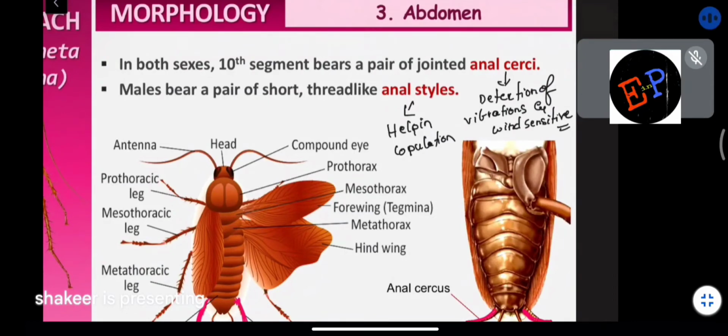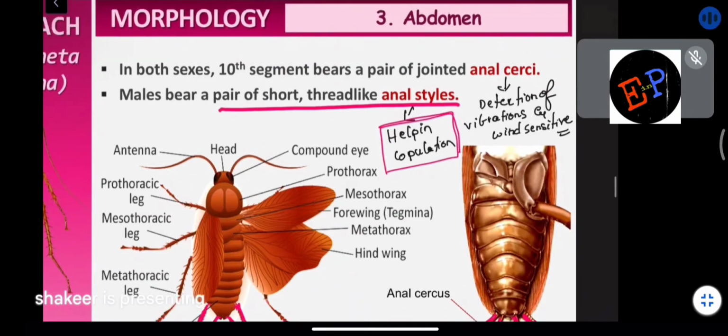Next, males bear a pair of short thread-like anal styles. But in males we have another structure which is called anal styles. And what is the use of these anal styles? See here, this is the anal style. You will find anal styles only in male cockroaches, because these are the parts which are responsible for copulation. For the reproduction process, these anal styles are responsible.